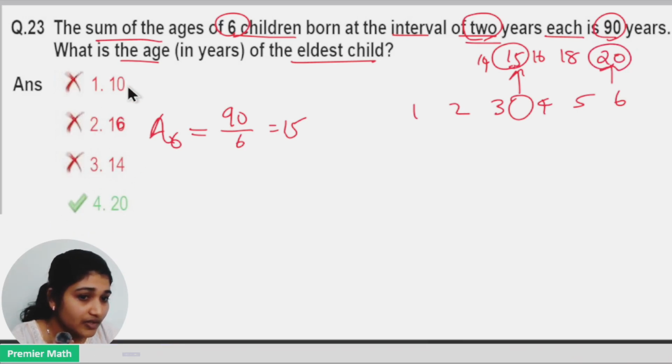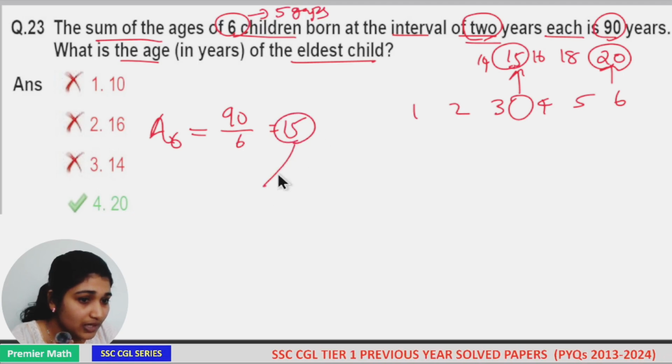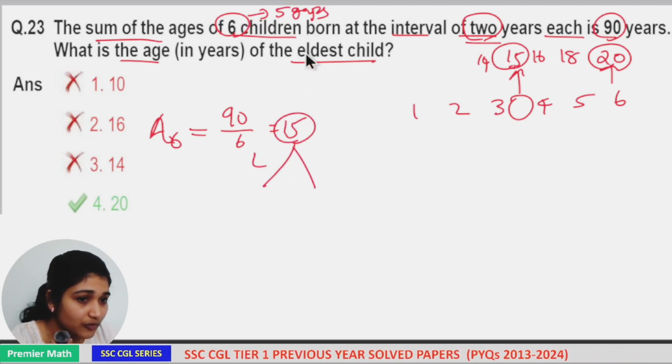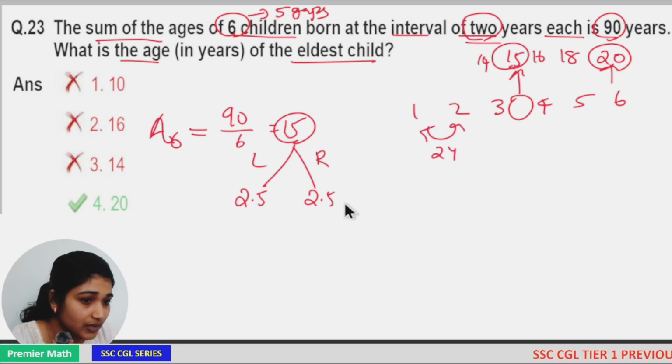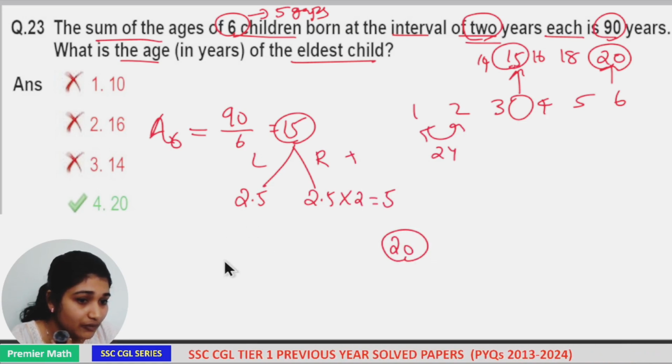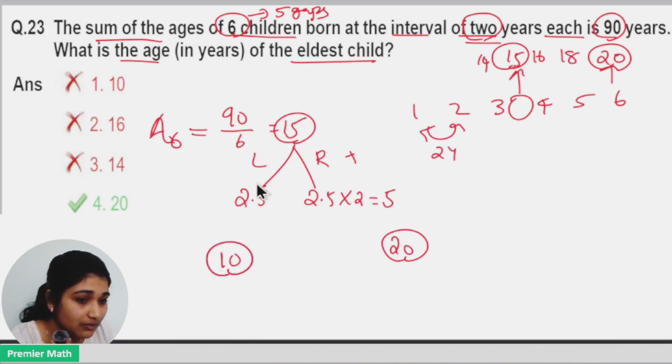If there are larger numbers, then you can't do it like this, but there is a way. That is, 6 children means 6 minus 1, 5 gaps are there. So 15 is the middle number, which means 5 by 2 gaps to the left and 5 by 2 gaps to the right. 5 by 2 gap means 2.5 gaps to the left and 2.5 gaps to the right. One gap is equal to 2 years. Then 2.5 gaps means 5 years. Then 15 plus 5, 20 is the last number, and 15 minus 5, 10 is the first number. Here also 2.5 into 2 is equal to 5.